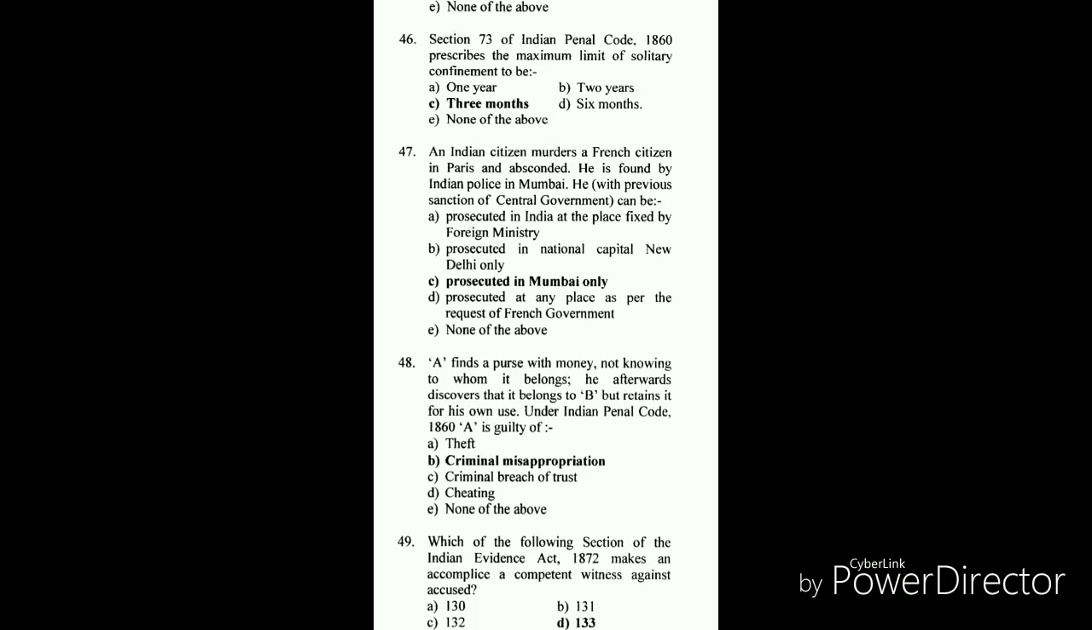Question number 47. An Indian citizen murders a French citizen in Paris. He is found by the Indian police in Mumbai. He, with the previous sanction of the central government, can be prosecuted in Mumbai only. It is a very general illustration, meaning to say if any offence has been done outside India, the place where he is first found or arrested, in that place his trial will begin for that offence.